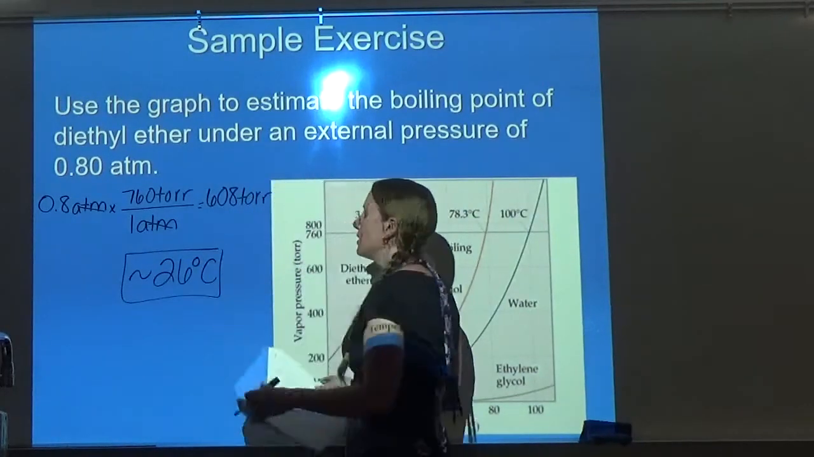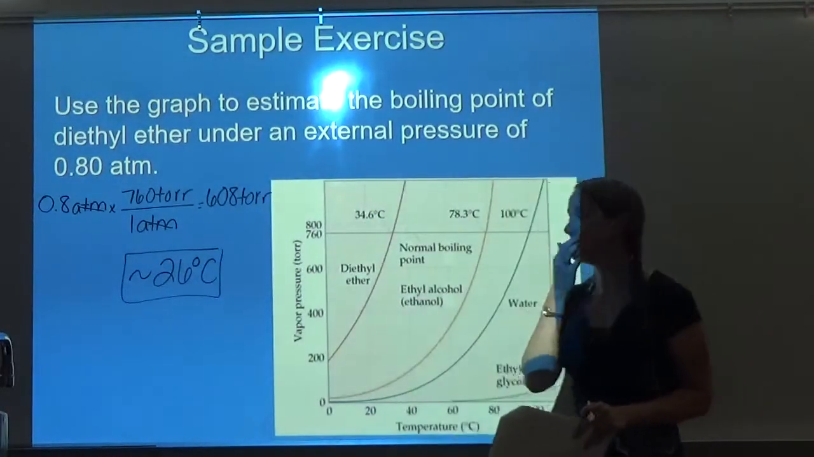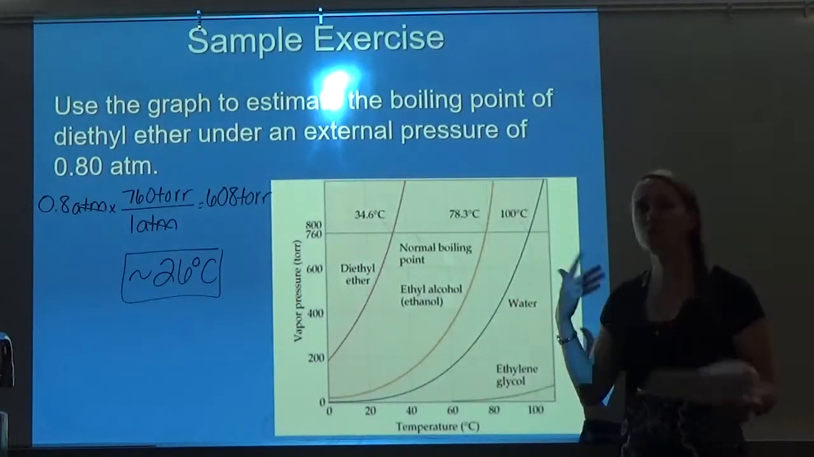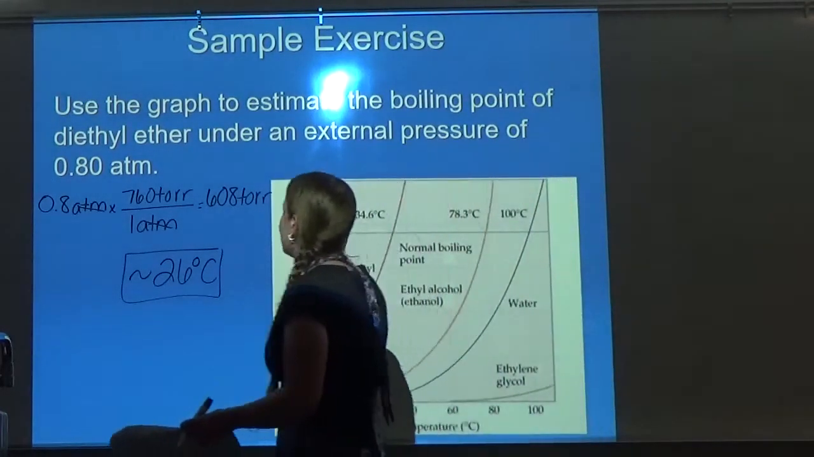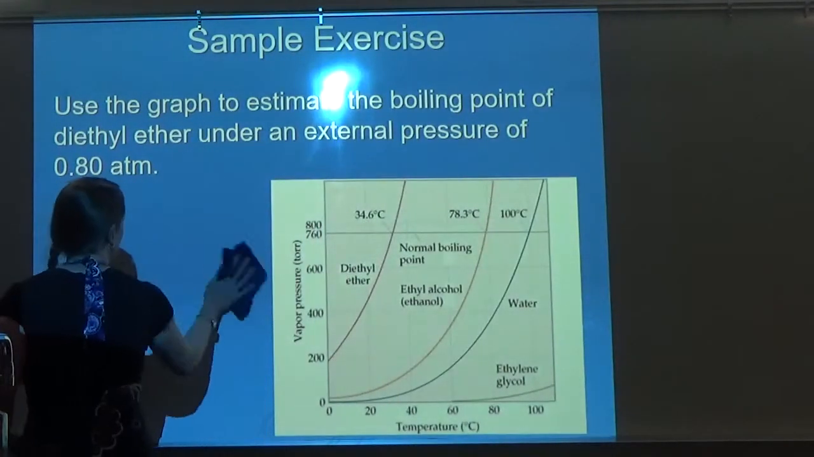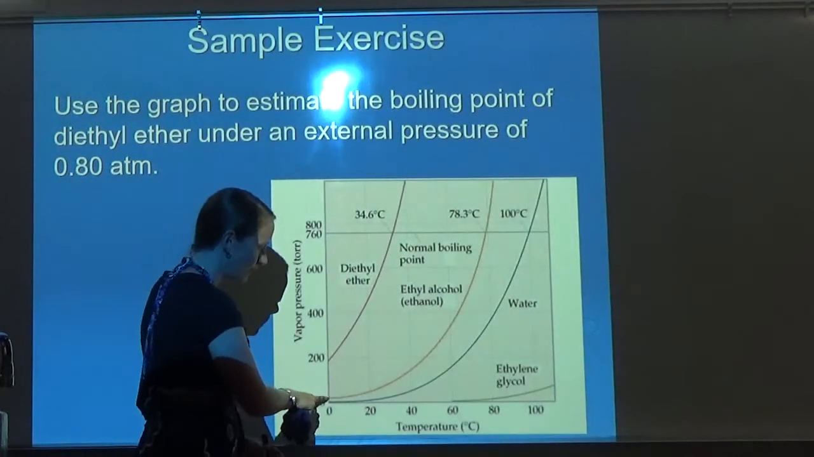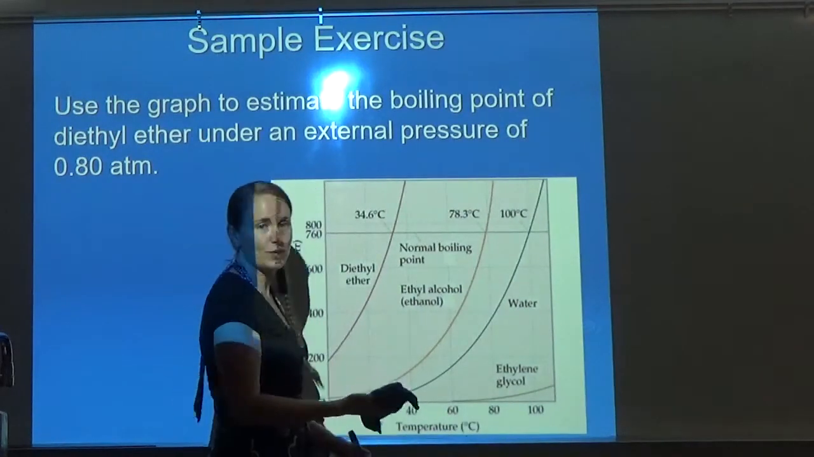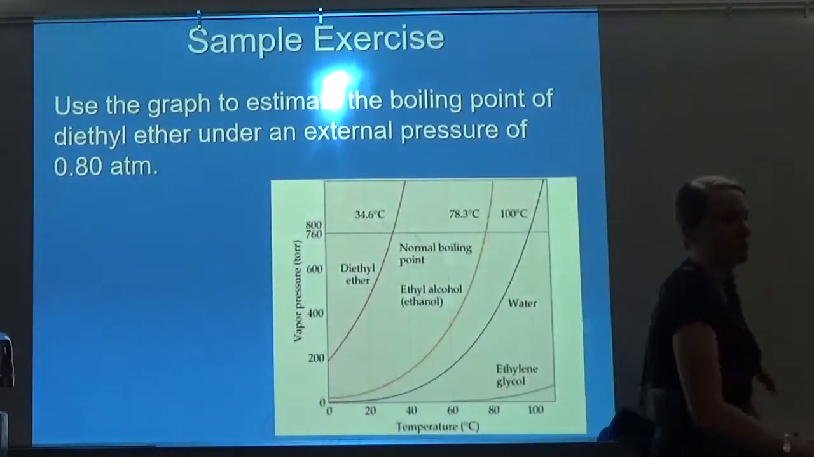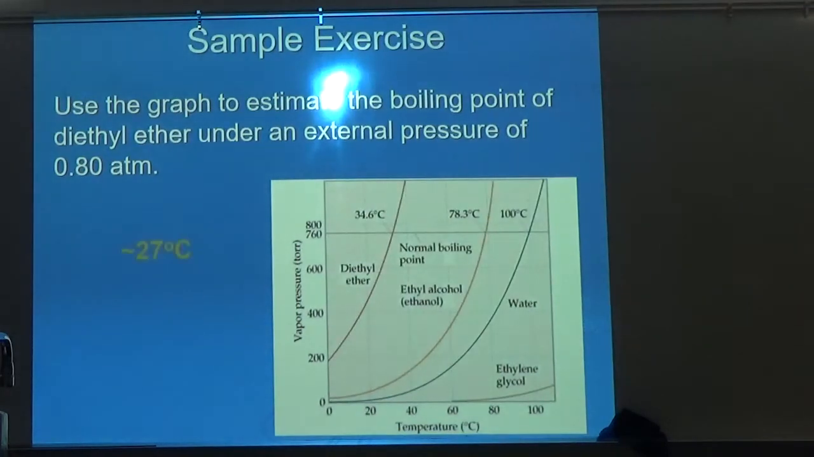Now, of course, whenever you're estimating, you have some wiggle room. Like if you had said 25, 27, 28, any of those would have been fine. All right, so the important thing is to realize that you needed to convert the pressure before you did this, because if you were looking way down here at 0.8, you wouldn't have even been able to figure it out for diethyl ether. It doesn't even go that low. All right, and apparently when I made the PowerPoint, I predicted 27.